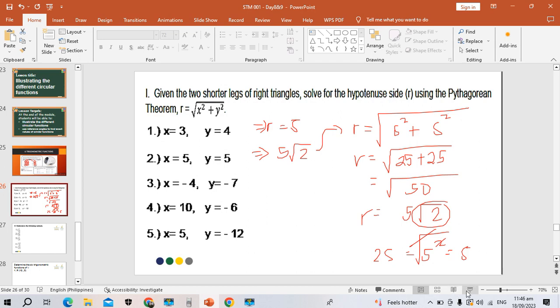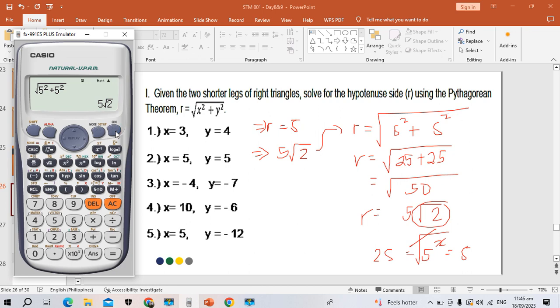Okay, next. So, anong sagot naman, sir, kapag number 3? So, calculator ulit. Sabi ko sa inyo, kahit negative yan, walang problema. Disregard the sign. Kasi positive lang yan. Sir, paano po naging positive yan? Tignan nyo mabuti. So, x is negative 4. So, negative 4 squared plus negative 7 squared. Yan. Ang lalabas dyan is square root of 65. So, ang answer natin is square root of 65.